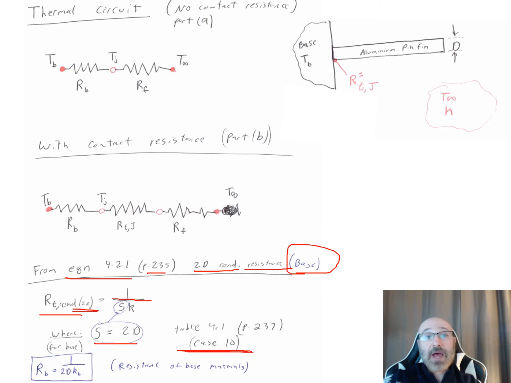So if we go back to table 4.1 on page 237 of our textbook, we can take a look at case number 10, and that's where we get this value for our shape factor S. So we can plug that in above there.